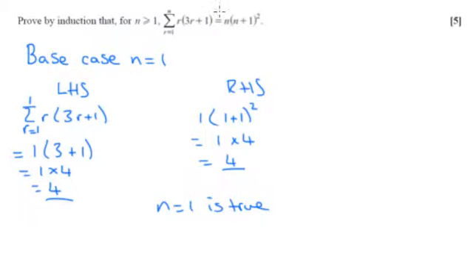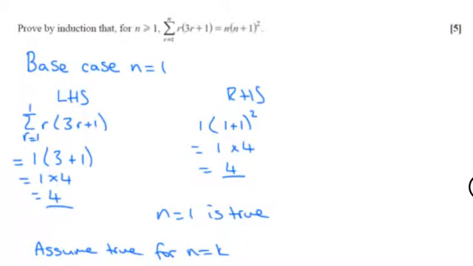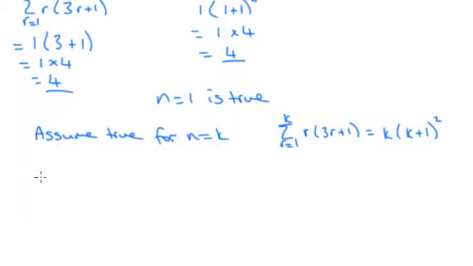Next thing we're going to do is assume that this is true up to k. So we're going to assume it's true for n equals k, so from r equals 1 to k. We're going to assume that the sum is equal to k bracket k plus 1 all squared. We're going to assume that that is actually true. And if that's true, we're going to try and show that it's true for n equals k plus 1, so the next term after this one.